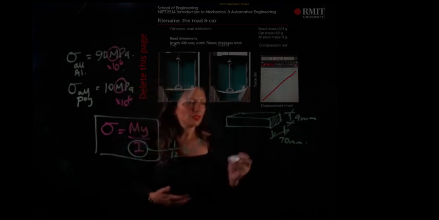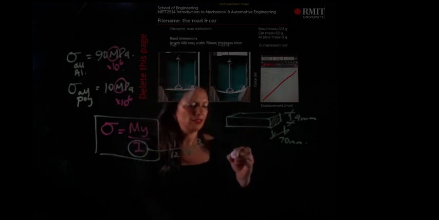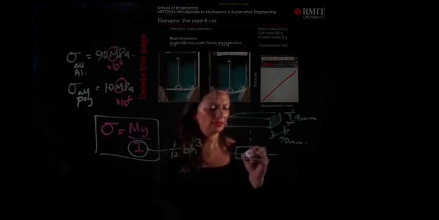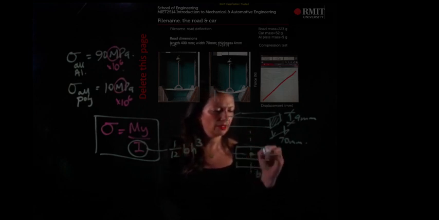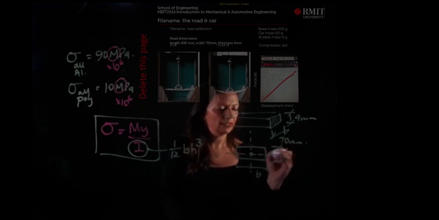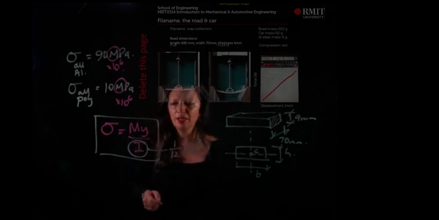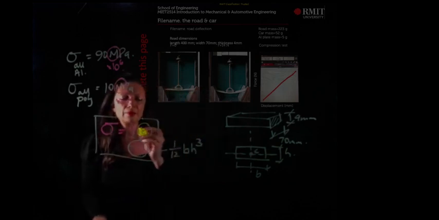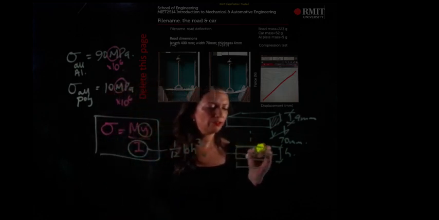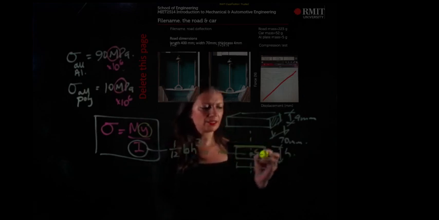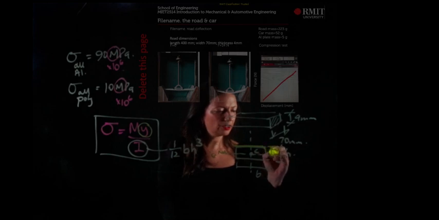And then here is my cross-section, and I have a centroid here. So this is my B, that's the H, that's C. Where does my maximum bending occur? It occurs furthest away from the neutral axis. So this here is going to be Y.